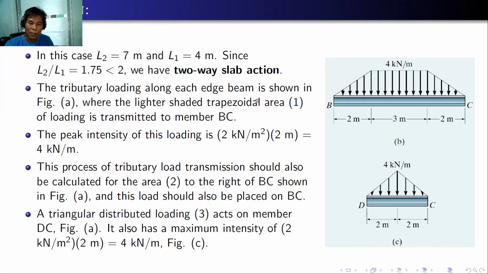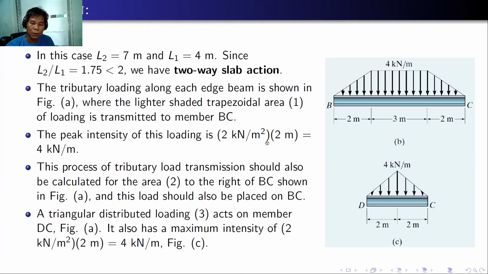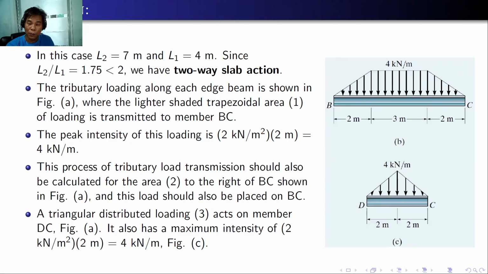The tributary loading along its beam is shown in this figure, or the earlier figure, where the shaded trapezoidal area 1 is the loading transmitted to beam BC, and the peak intensity of this loading is simply equal to the loading 2 kilonewton per square meter times the tributary width of 2 meters here. So 2 times 2 is 4 kilonewton per meter. So we have a trapezoidal loading of 4 kilonewton per meter. Again, I want to emphasize this is only for the shaded portion 1. But in reality, if you are designing, you need to include the tributary area 2 to be added to 1. So you have to multiply it by 2, so it will become 8 kilonewton per meter.